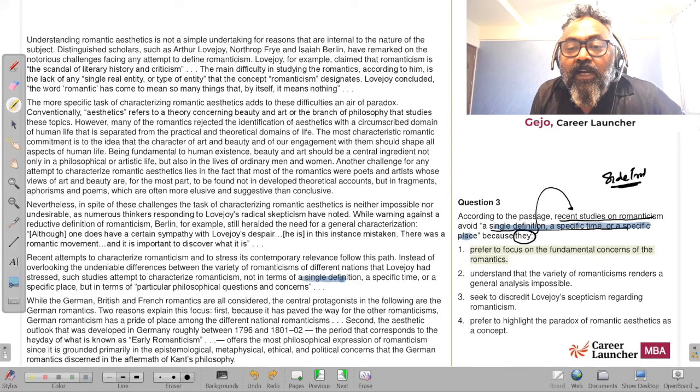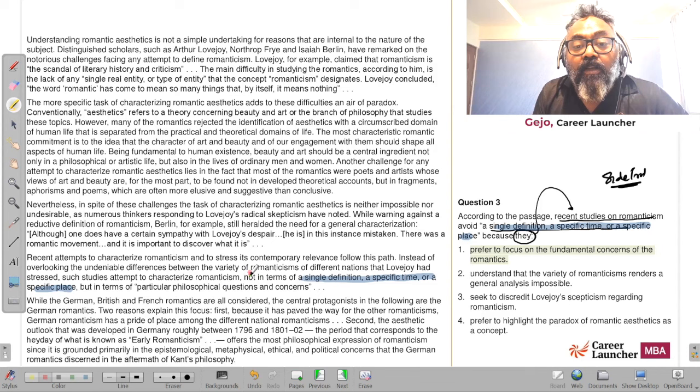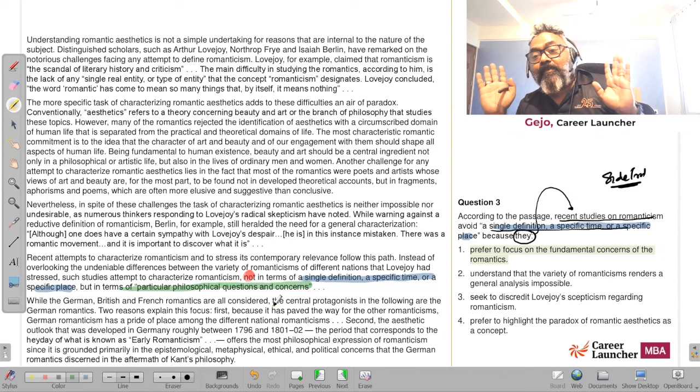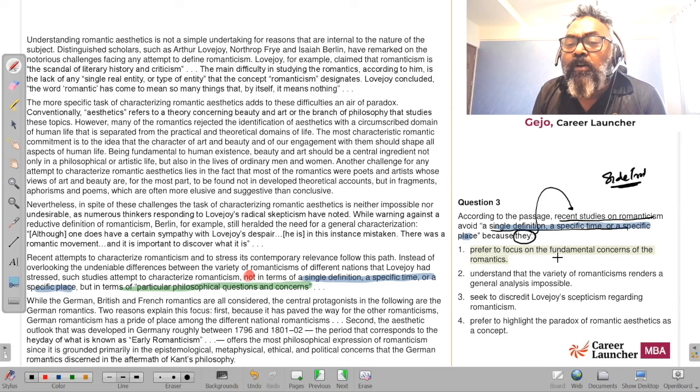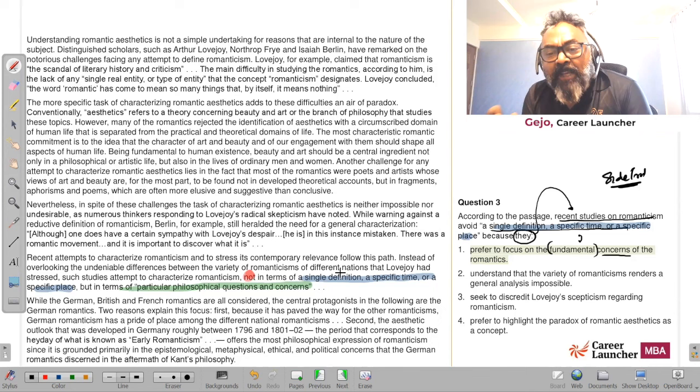Okay. It says that according to the passage, recent studies, but what is recent studies? Not in terms of this, but in terms of particular philosophical questions and concerns. Okay. Particular questions and concerns. So they're basically saying they prefer to focus on particular fundamental concerns. So concerns is fine. Your only problem is that fundamental is a good word. Particular philosophical concern is a key concern. Fundamental would be key as a word. But I'm sure that this is fine.